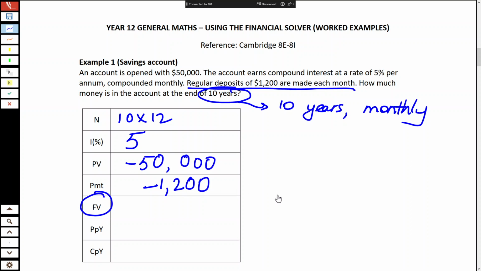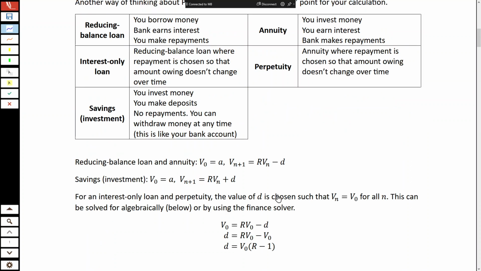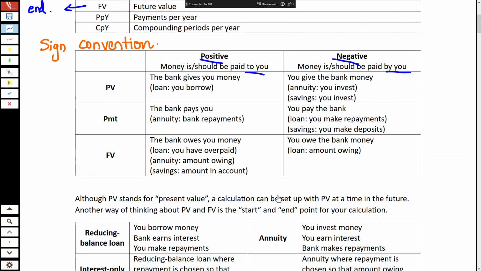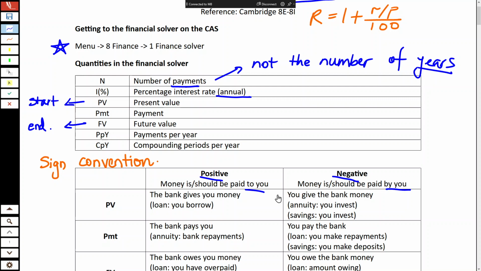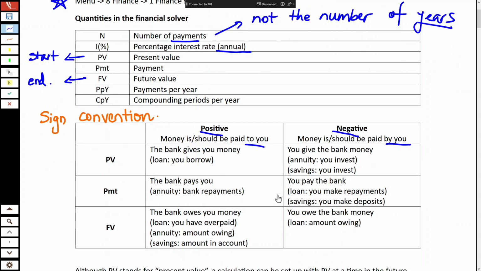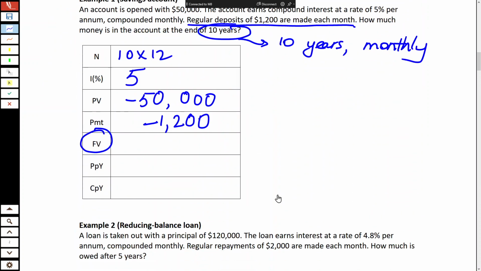All right, last part. I haven't told you what PPY and CPY are, so I'll go back to the first page. PPY is the number of payments per year, and CPY is how often the interest is compounded in a year. So the payments for this one would be 12. Yeah, because you pay every month.